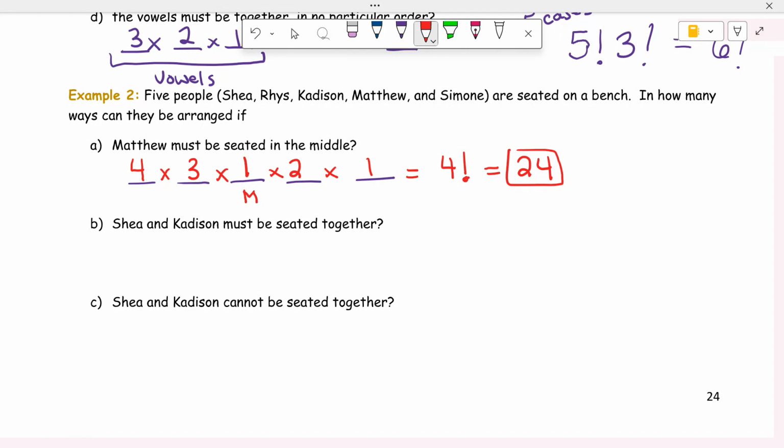Now, Shay and Caddison must be seated together. So 1, 2, 3, 4, 5. So Shay and Caddison together. So how many choices for the first position? 2. Because again, it doesn't say which one goes first. So you do have to go 2 times 1. Okay, and they're now 1. I have them at the beginning, right? But we know they're going to move. But before we do that, there's 3 of them left over. So 3 times 2 times 1. And how many cases? 4 cases.